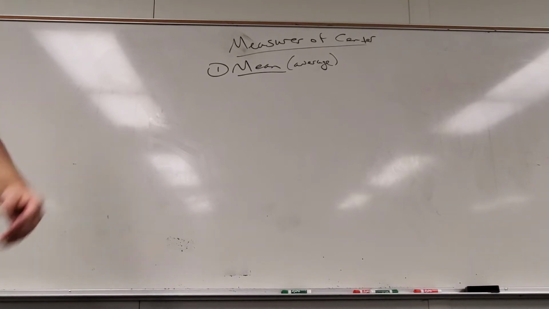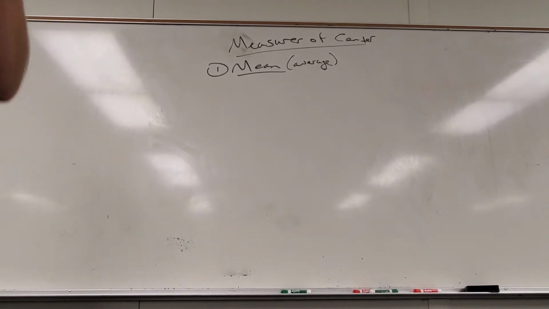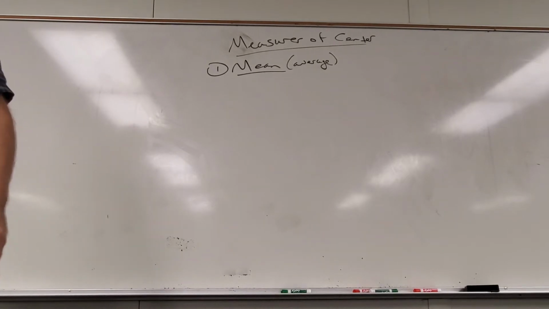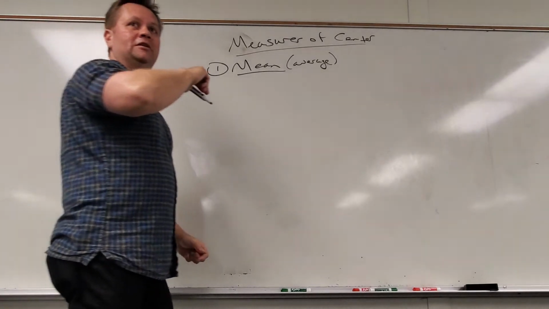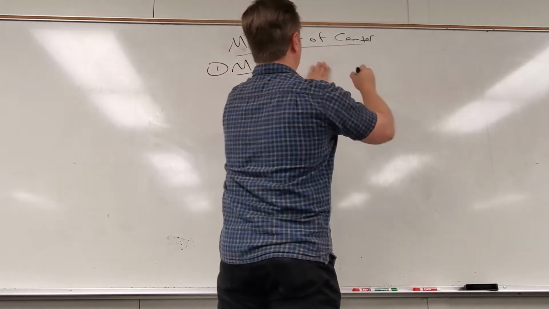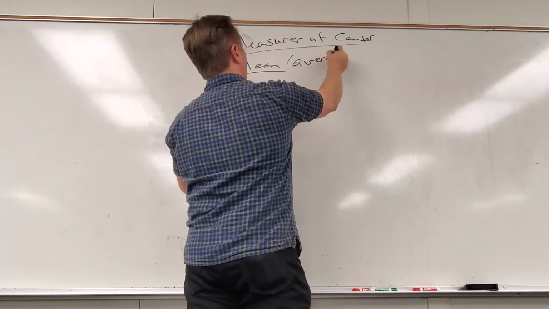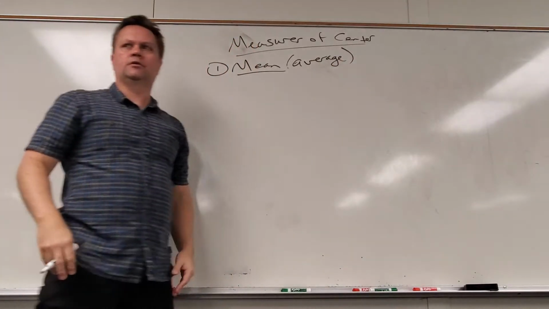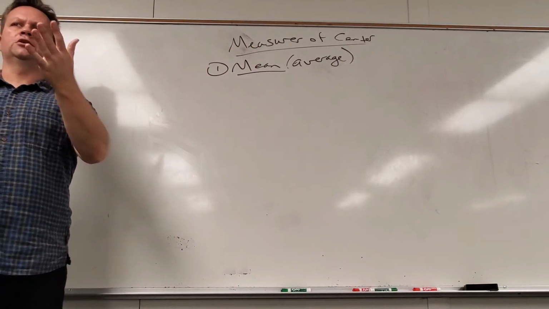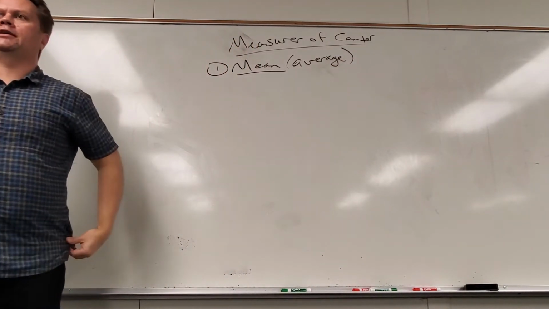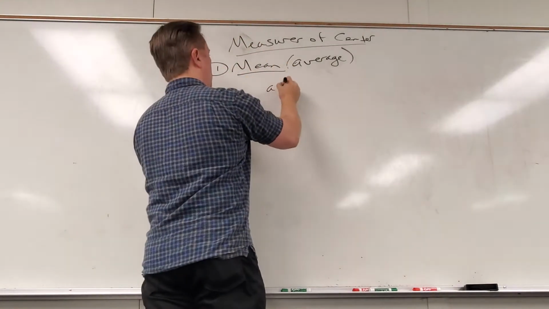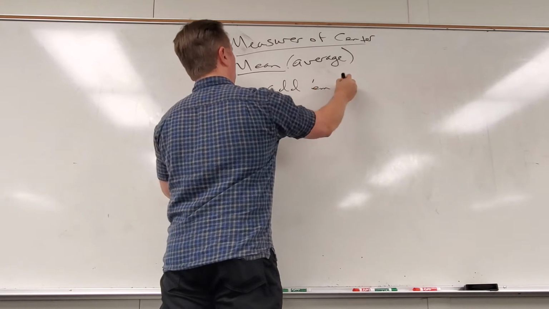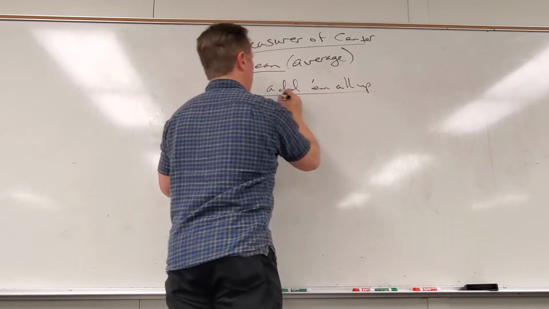Okay. Plus, it's a 4-letter word, starts with M. Math people like those. Yes? Average. Yes. It's another name for the average. Can somebody tell me in English just how to find the average of a set of data? How would I find the average? Add them all up. Divided by how many there are.